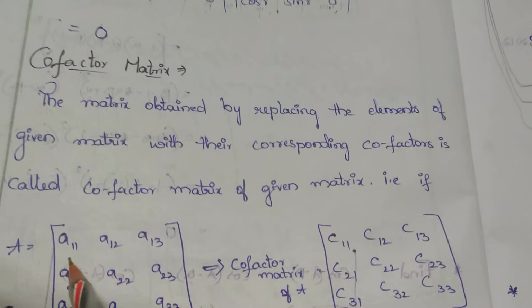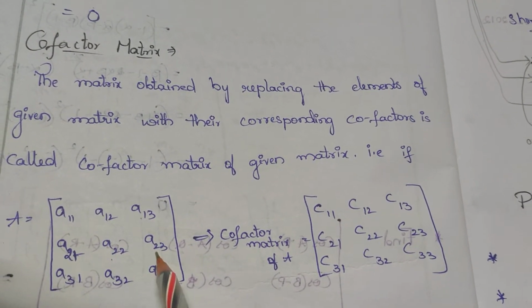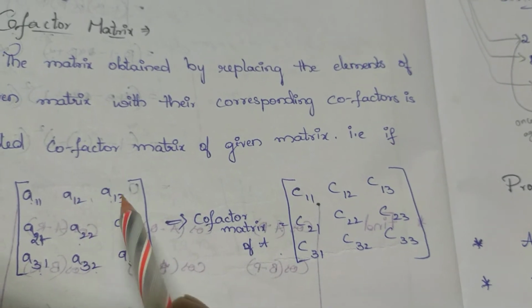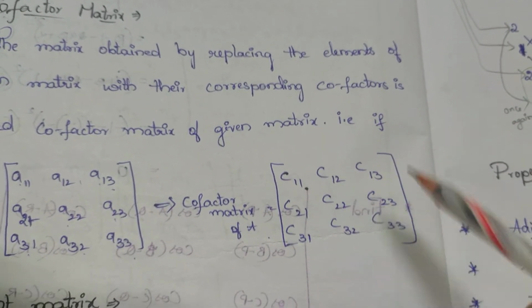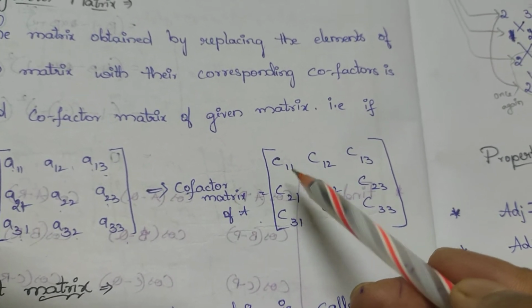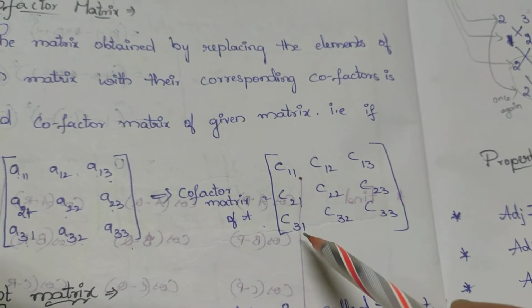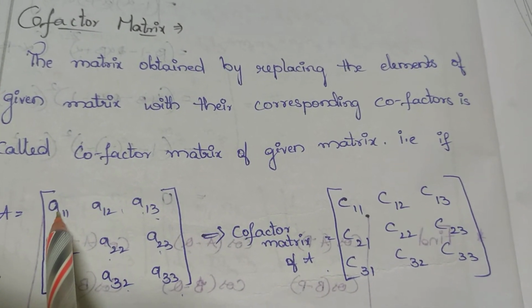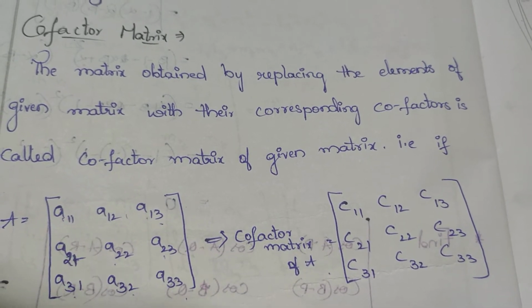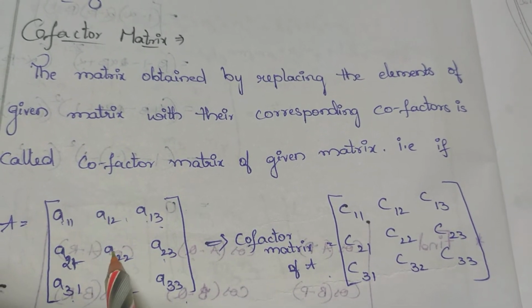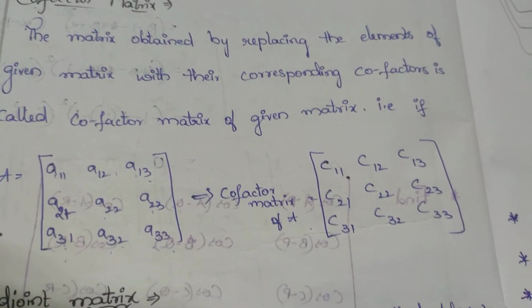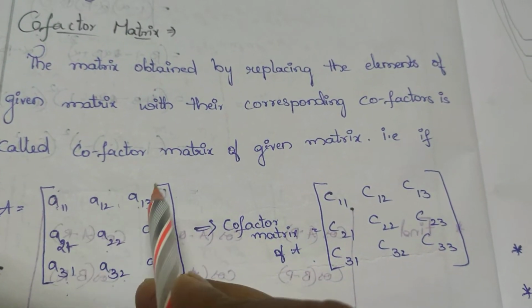That is, if A is equal to A11, A12, A13, A21, A22, A23, A31, A32, A33, then the cofactor matrix of A. Generally, cofactors of A are denoted with capital A11, capital A12, capital A13, but here I have written them with the first letter C. So I just wrote C11, C12, C13, C21, C22, C23, C31, C32, C33, the corresponding cofactors. You know how to write the cofactor of this one. If you want to write the cofactor of A11, just leave the row and column passing through A11, and minus 1 whole power 1 plus 1 into the minor of that one. Minor of that one means the determinant of this 2 by 2 determinant. You know. Like that, here you get plus minus plus.